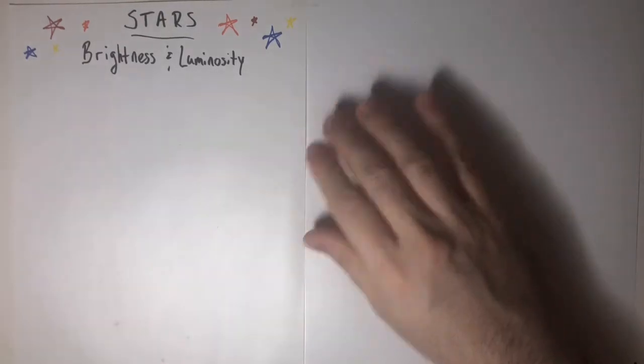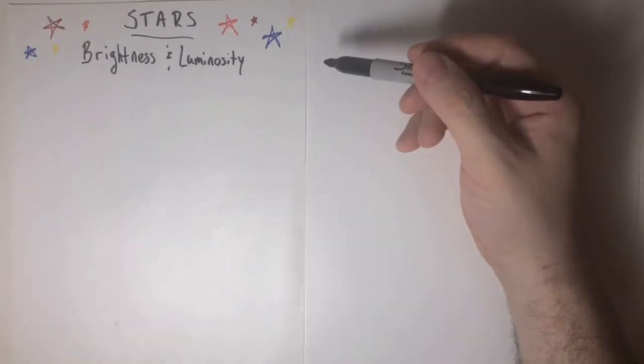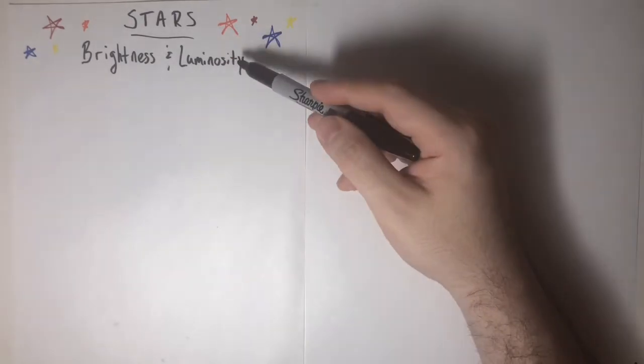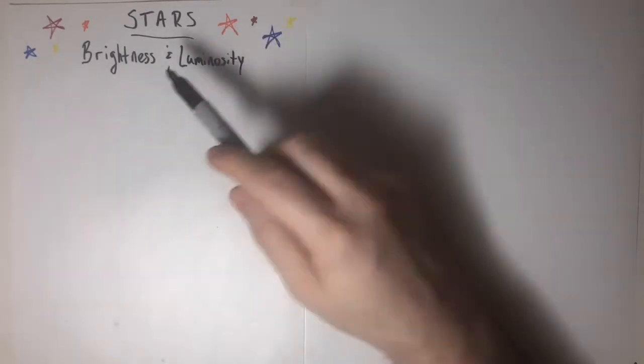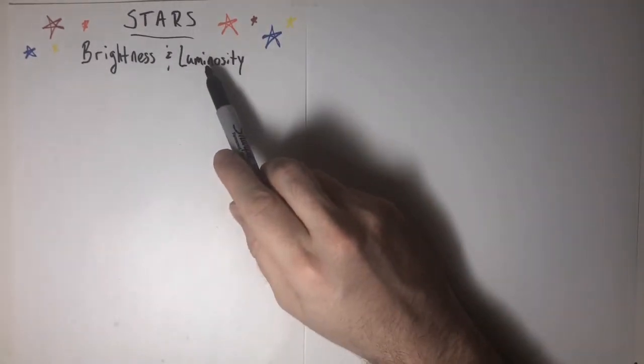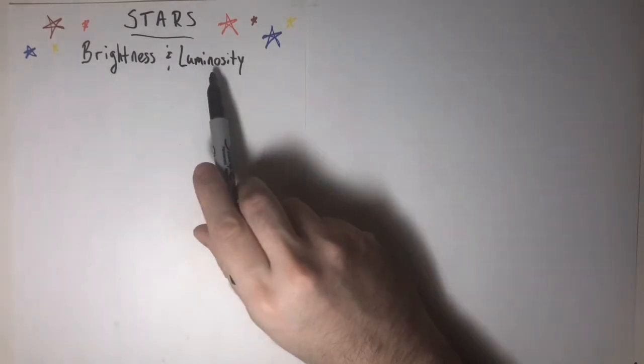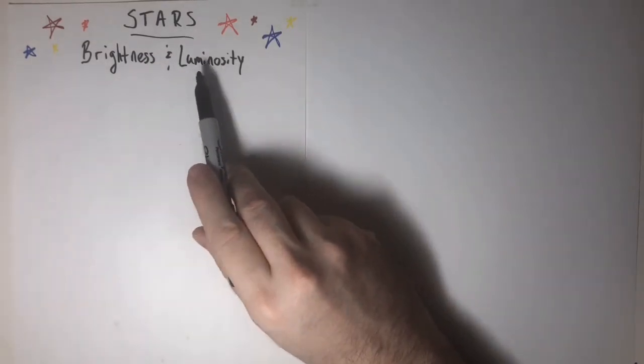Okay, in this first part of the lesson on stars, the first thing I'd like to talk about is the difference between brightness and luminosity and the numbers that go along with them, which will be apparent magnitude and absolute magnitude.